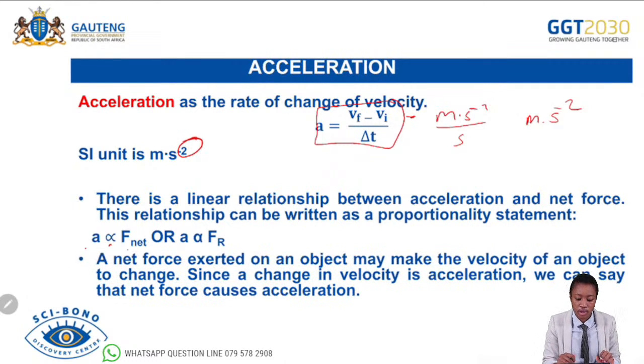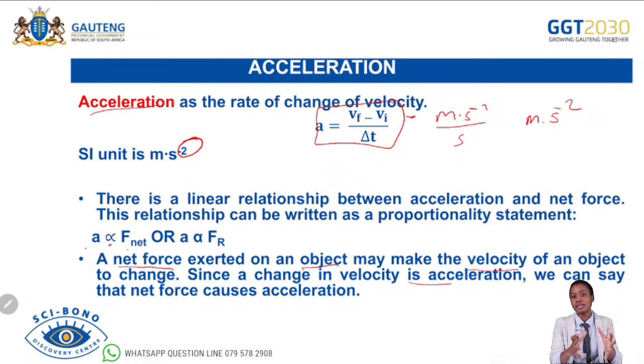So a net force exerted on an object may make the velocity of the object change, right? If we apply a net force on an object, we can make its velocity change. Remember, acceleration is the rate of change of velocity. So when we apply a net force and there is acceleration, that means there is a change in velocity. And since a change in velocity is acceleration, we can say that the net force causes acceleration. Do you understand that, grade 11s?